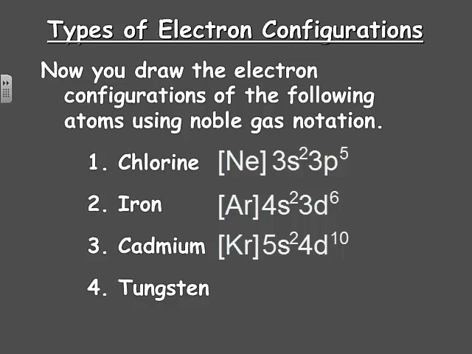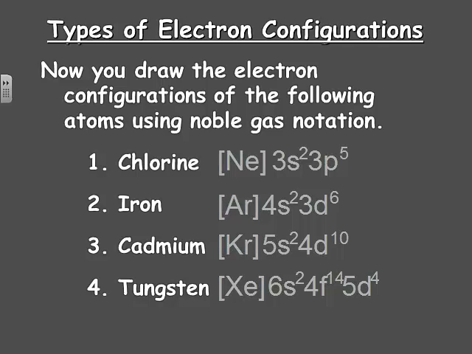Tungsten has 74 electrons, and its nearest noble gas that precedes it is xenon. So its noble gas notation would be xenon, Xe, in brackets, followed by 6s2, 4f14, and then 5d4 for those last 4 electrons.